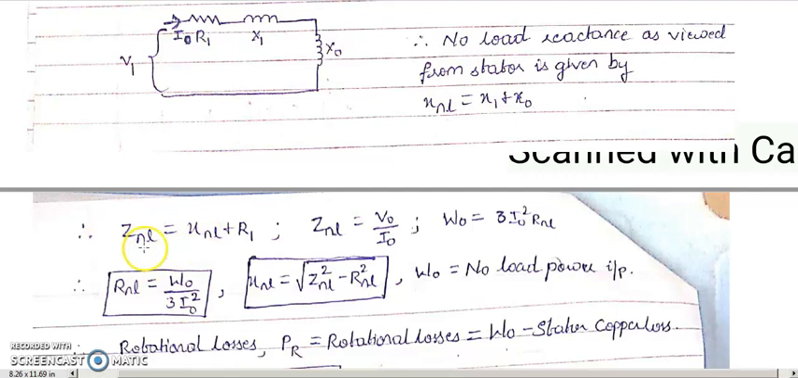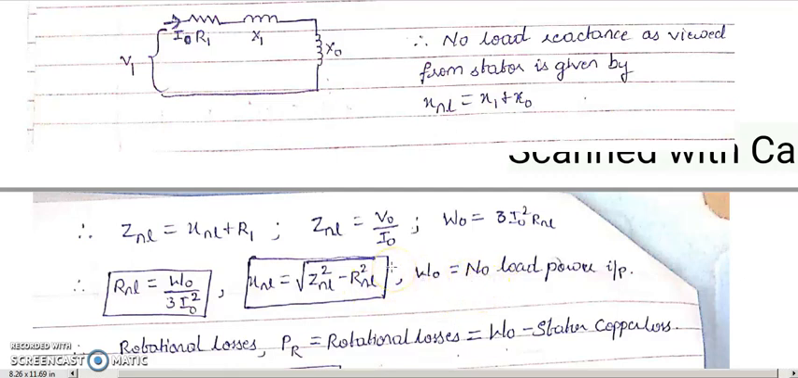You can ignore this formula and go with this, as well as the boxed formulas. Anyhow, we have a way to calculate ZNL and RNL, and if I know ZNL and RNL, we can easily calculate XNL. We know that ZNL square is equal to XNL square plus RNL square, but since I need XNL, XNL is equal to the square root of ZNL square minus RNL square, where W0 is the no load power input.